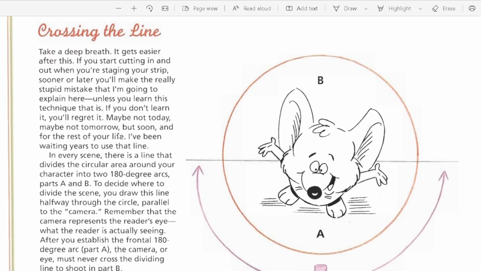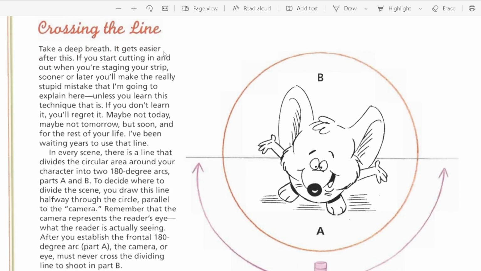Okay, now crossing the line. Take a deep breath. It gets easier after this. If you start cutting in and out when you are staggering your strips, sooner or later you will make the really stupid mistake that I am going to explain here, unless you learn these techniques, that is. If you don't learn it, you will regret it, maybe not today, maybe not tomorrow, but soon and for the rest of your life. I have been waiting years to use that line.